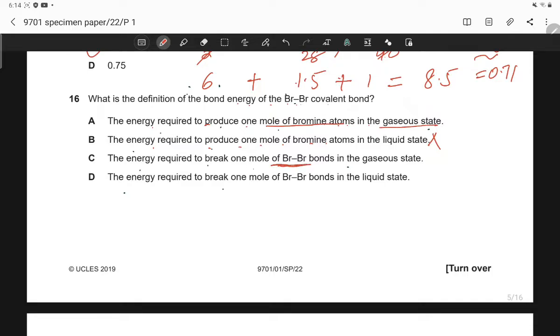Yes, this is the correct option, because it is not 1 mole of bromine atoms, it is 1 mole of Br bonds in the gaseous state. So liquid state is incorrect. So this is the correct option.